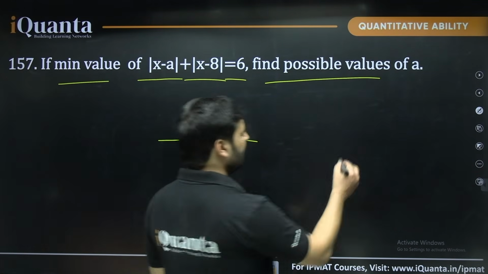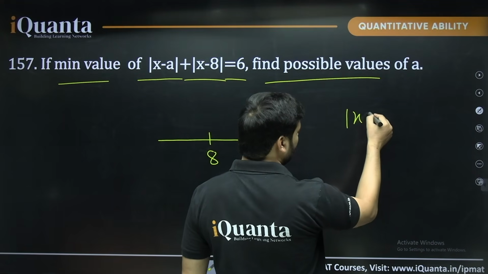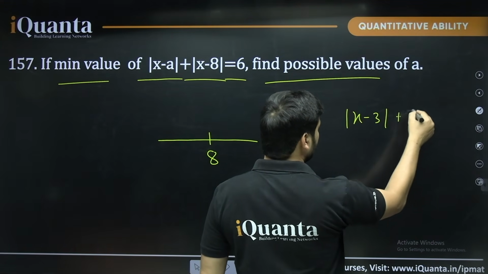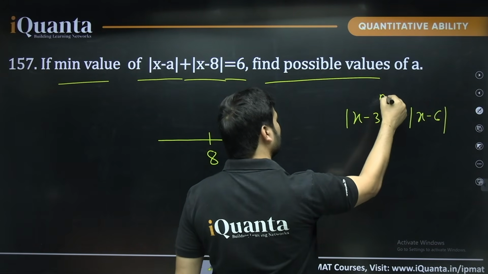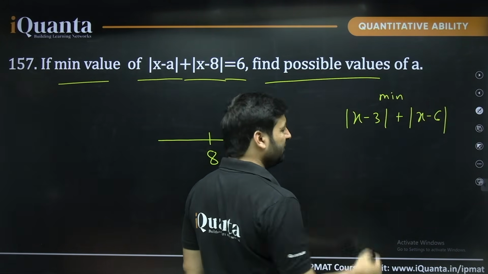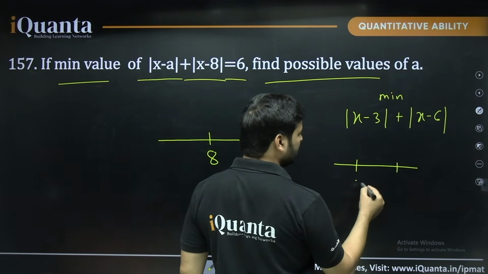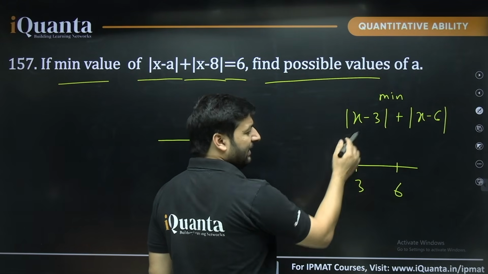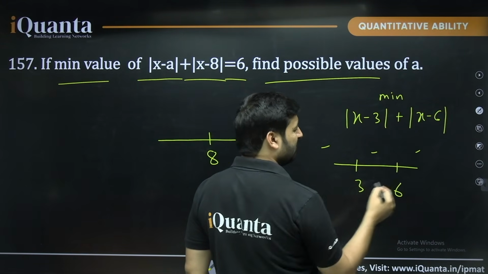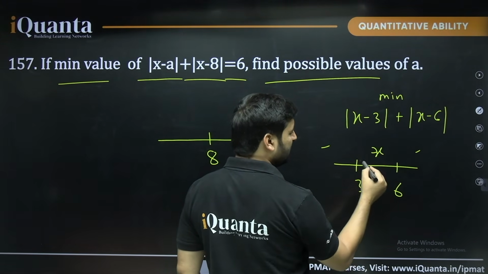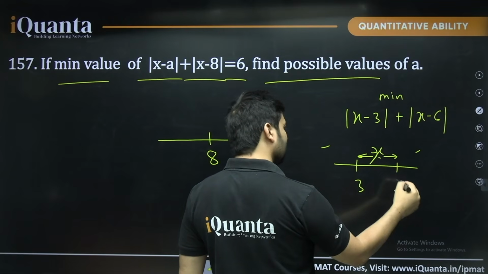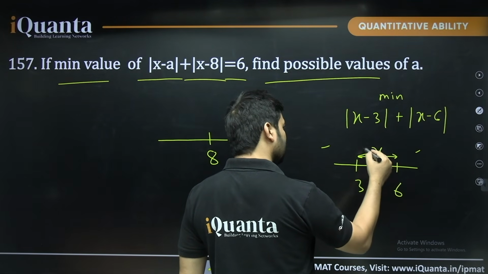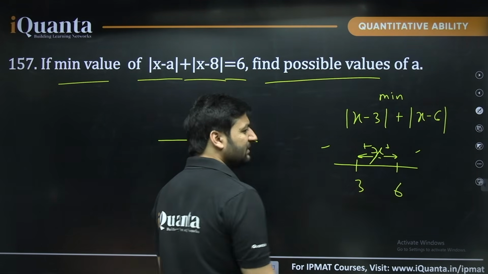Now suppose there is a question, |x - 3| and |x - 6|, and I am asking you to find the minimum value of this. What do you actually do? You make two critical points, 3 and 6, and x can be on this side, this side, this side. But when do you get the minimum? When x is between these two, because this is the distance of x from 3, this is the distance of x from 6, and their sum is minimum when x is between 3 and 6.